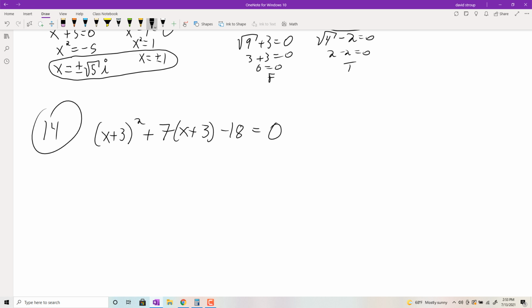This should be the fourth problem in homework 7. Okay. So this time the thing is the x plus 3, right? Because it's kind of like originally x squared plus 7x minus 18 is 0. Okay, so here we go.